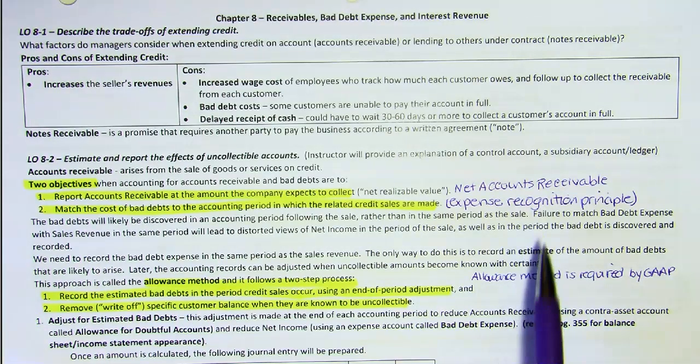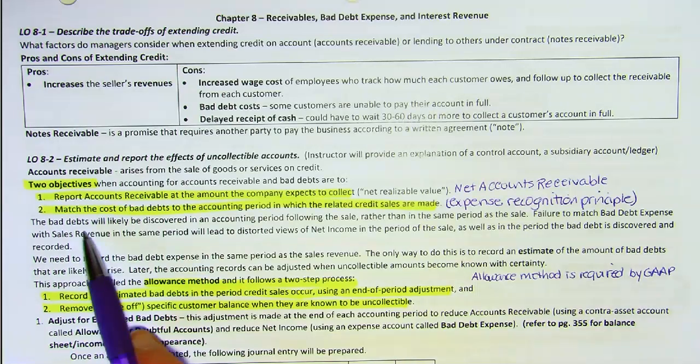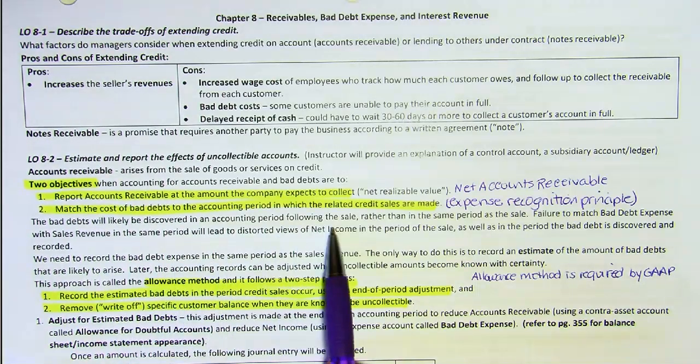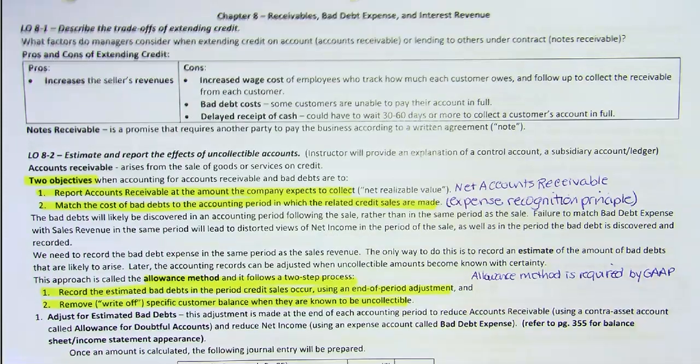That's the expense recognition principle, matching the expense against the sale in the period that the sale occurred. Now, the difficulty is that bad debts will likely be discovered in an accounting period following the sale. You may not know when your debt is going to go bad. In fact, if you knew a sale was going to go bad, you wouldn't have made that sale in the first place. So it's not going to take place closely to the sale. Most likely it's going to be 60, 90, 120 days later, or maybe even a year later, that you finally decide to give up on the collection of that account.